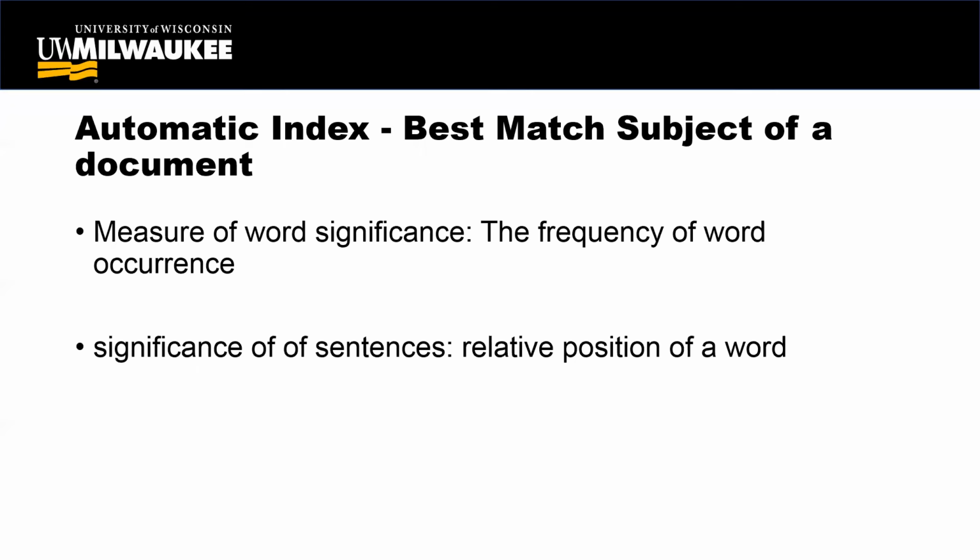Now, most web search engines use the best match approach to find more relevant documents. So they have more relevance objectives. The first page normally has the most relevant documents, based on the frequency and on the relative position of a word.